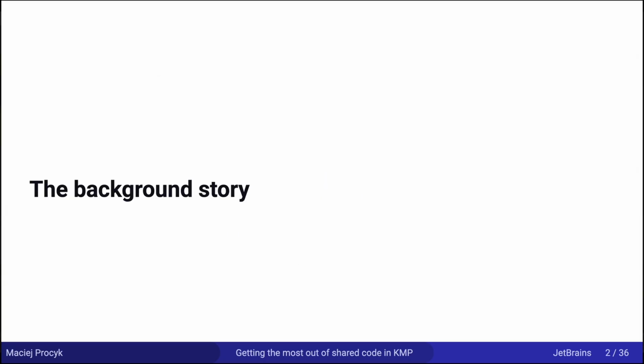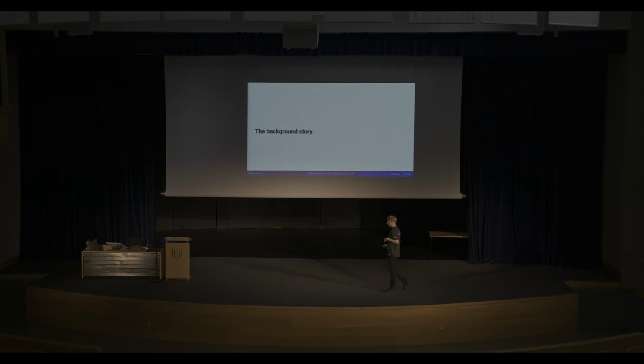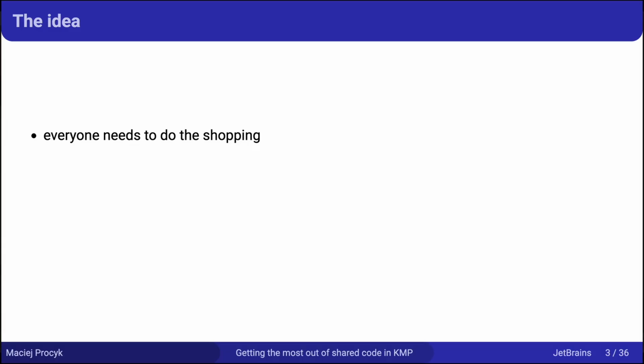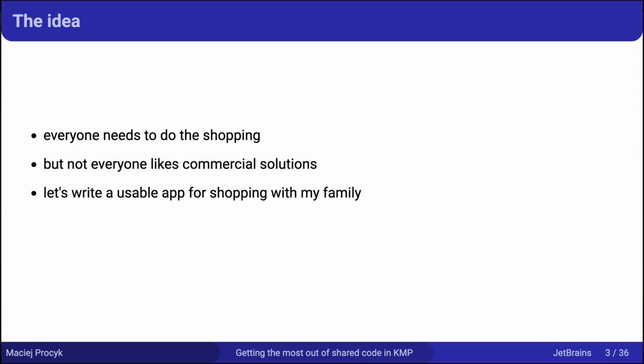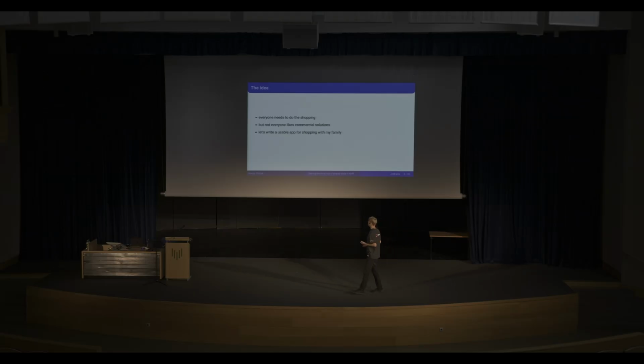So to share some background story, every one of us, I guess, needs to do the shopping, and so do I. And I like doing this with my family members. And for this, I'd love to have some application to share the shopping queues between us, sync them live, and manage them the way that I'd like to have them shared. I didn't find a proper open source solution for this, so I decided to build my own with the help of Kotlin Multiplatform, as you may guess.